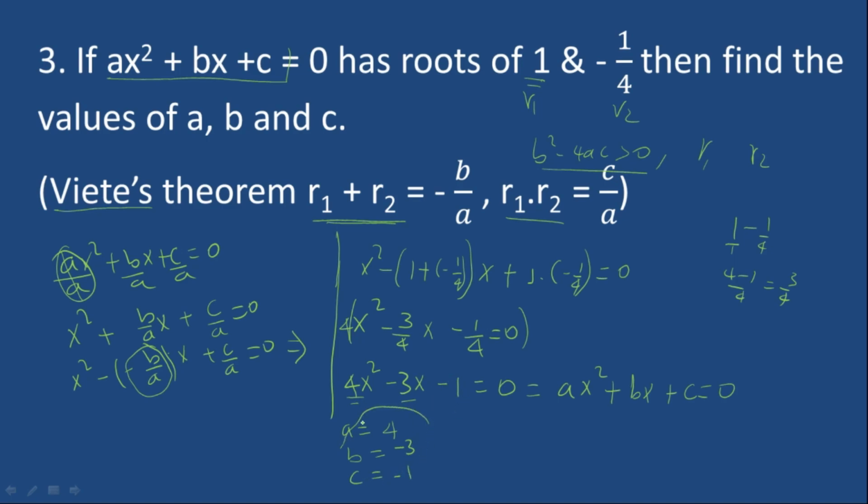These are our solutions. a is equal to 4, so the equation becomes 4x squared minus 3x minus 1 is equal to 0. This is the way of solving it.